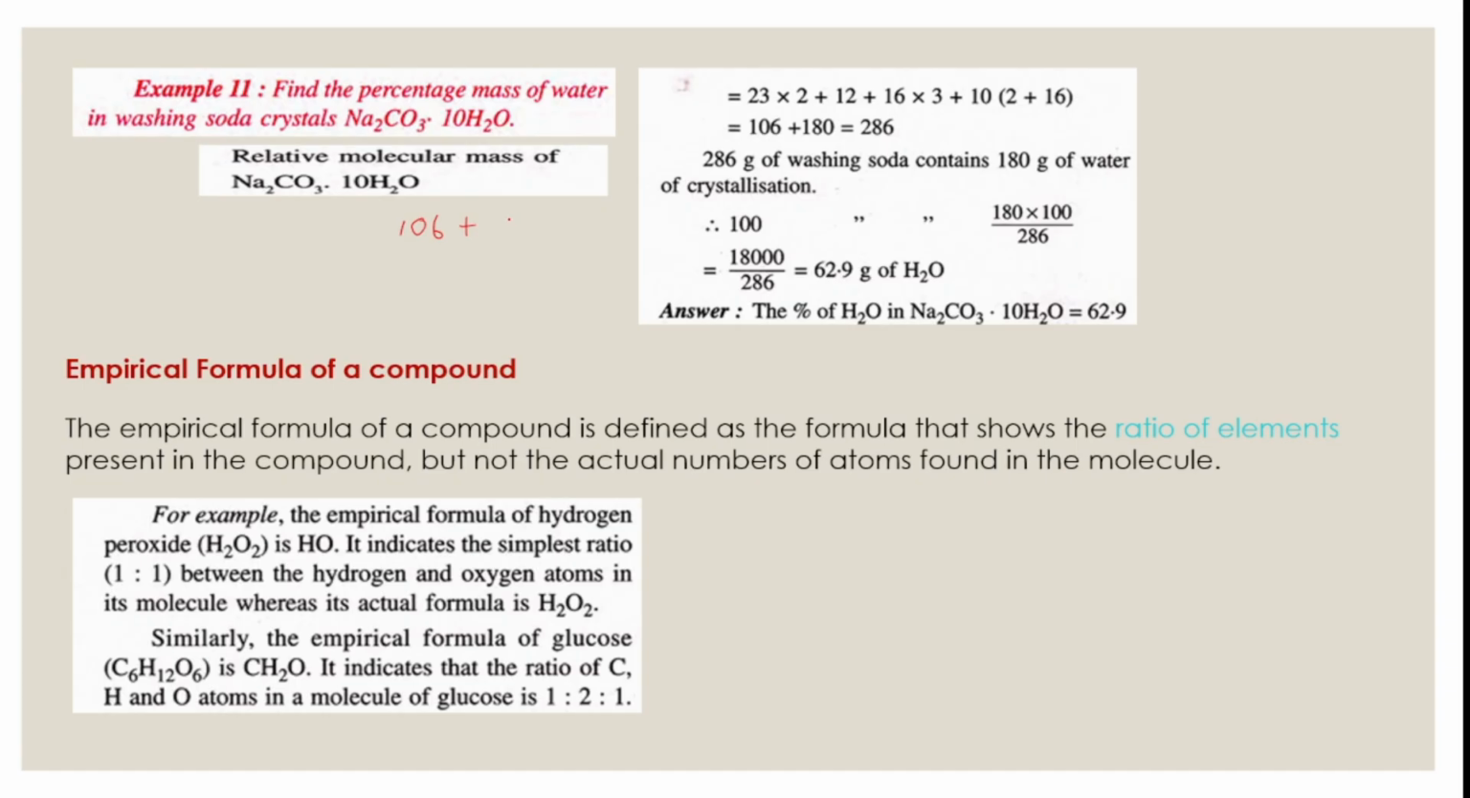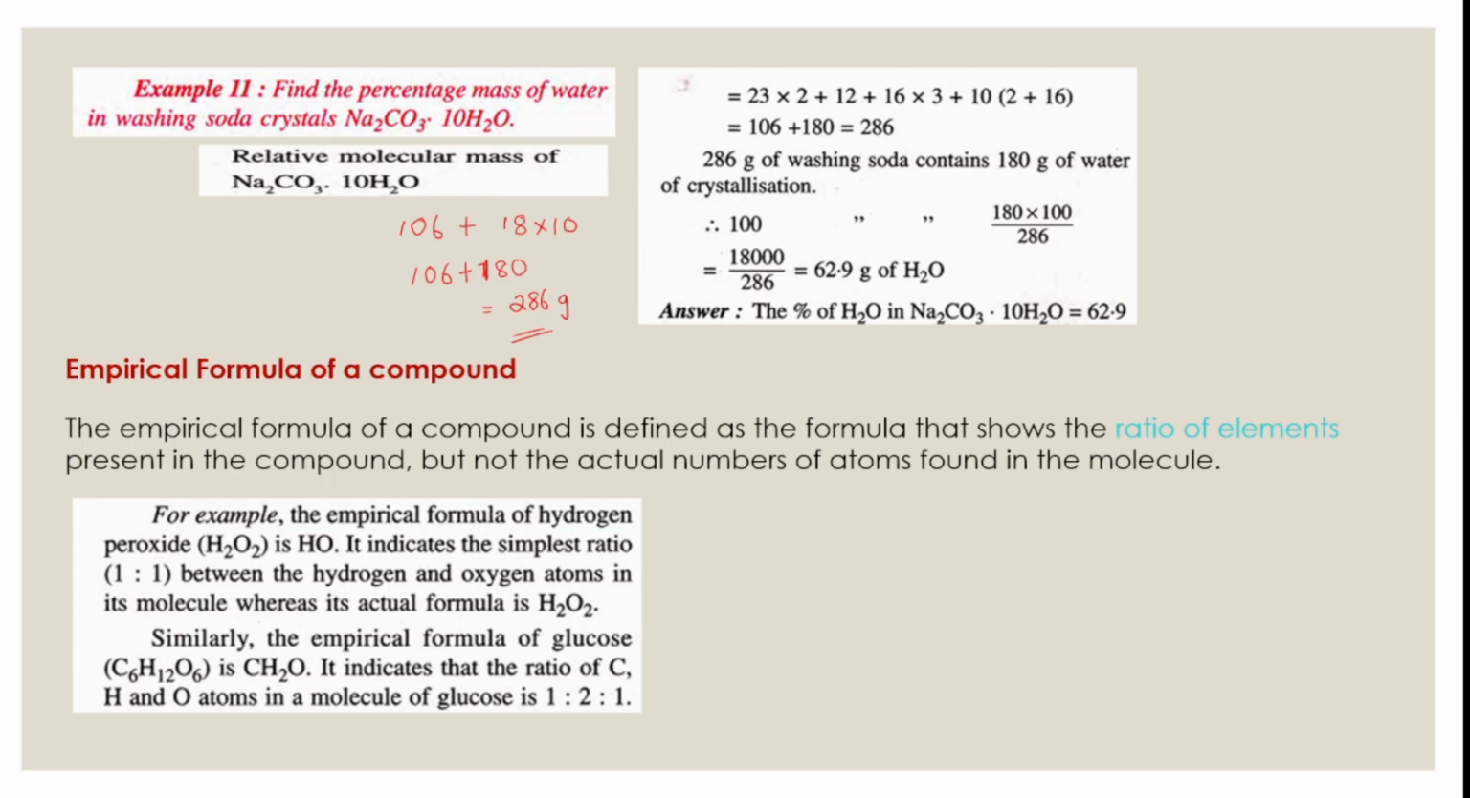1 molecule of water equals to 18 gram, isn't it? So how many are there? 10 water molecules are there. So 18 into 10 will give you 180. So what is the relative molecular mass of sodium carbonate 10H2O? 106 plus 180, which is equal to 286 gram. So this is the relative molecular mass of sodium carbonate 10H2O, or washing soda crystals.